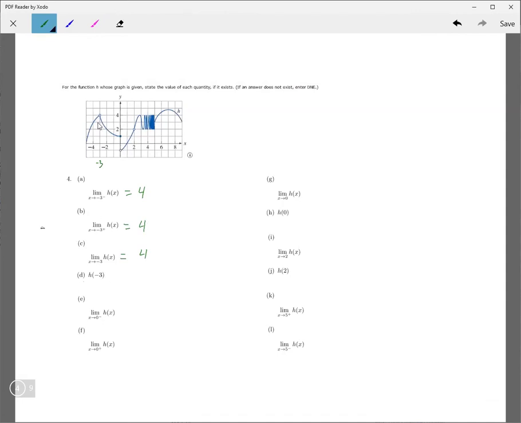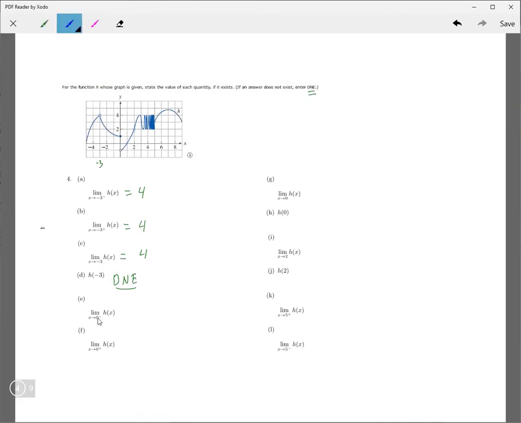Now, h of -3, there's a hole in the graph there, and it doesn't say where it's defined. So like right here, there's a hole, but it's defined right here, because you see a darkened circle right there. You don't see any darkened circle here, so this one does not exist. So if it doesn't exist, then you enter D and E.